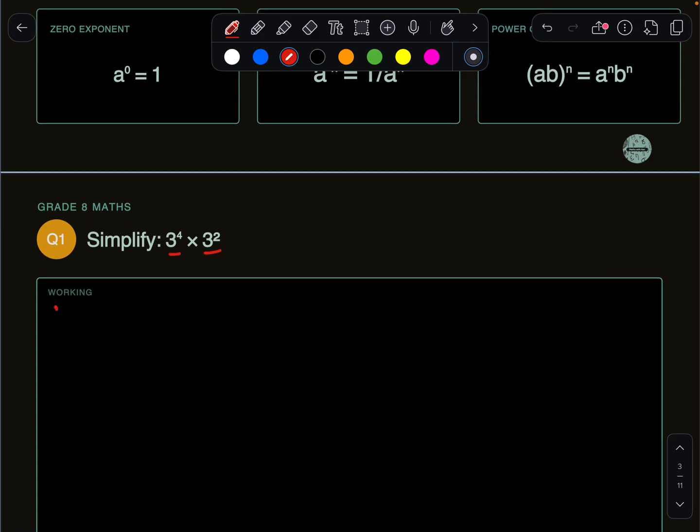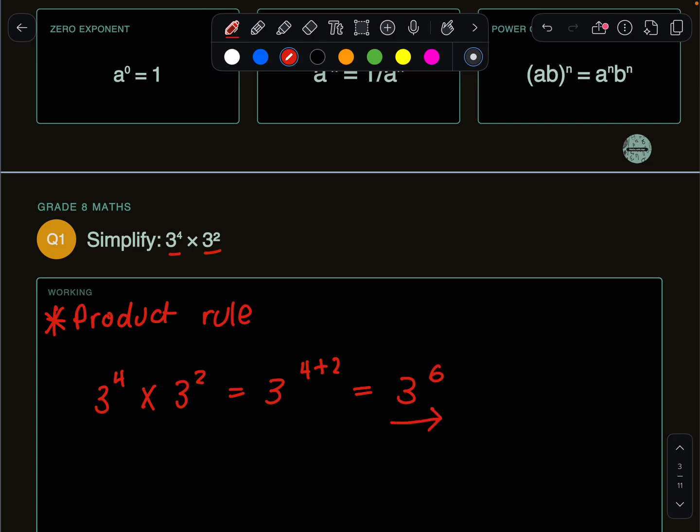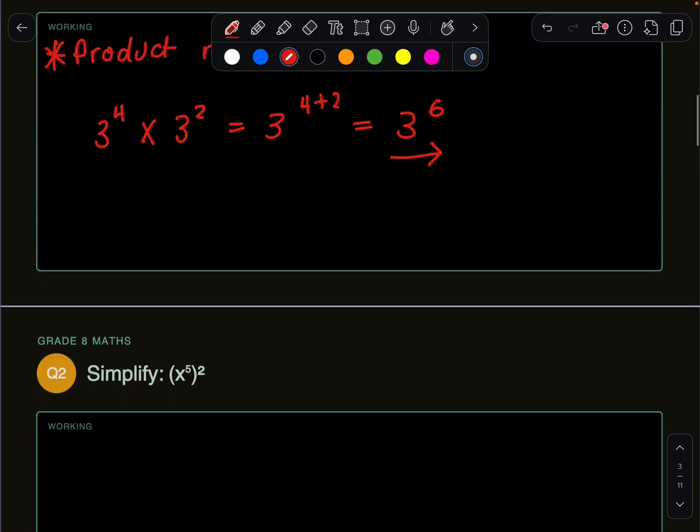If we make a note here, we're using the product rule, which means 3 to the power of 4 times 3 squared is the same as 3 to the power of 4 add 2. And we're going to get 3 to the power of 6. And that is our final answer. You can see it really is very straightforward once you know the law. But if you didn't know the law, you're not going to have anything that you can do there. Let's look at another one.